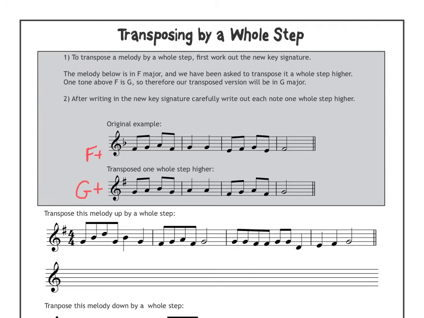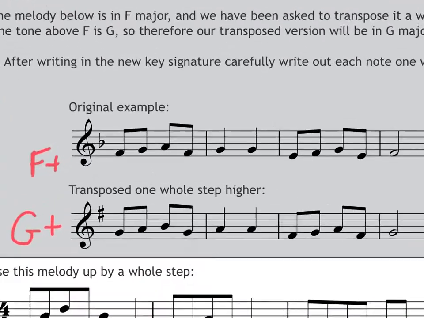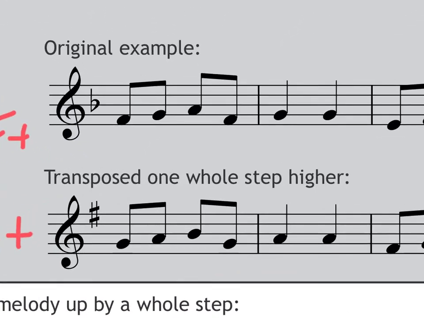So all you have to do is take what in this case, right here, which was a note on a space, one step up to the line. This note was on a line, up to the space. This note on a space, up to the line. You can see that the F became a G, G became an A, A became a B, F became G. Everything is up one step, okay?